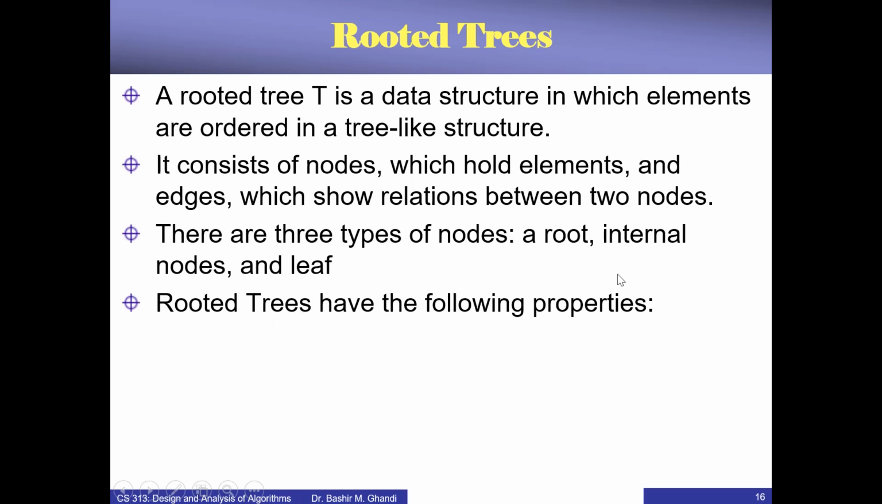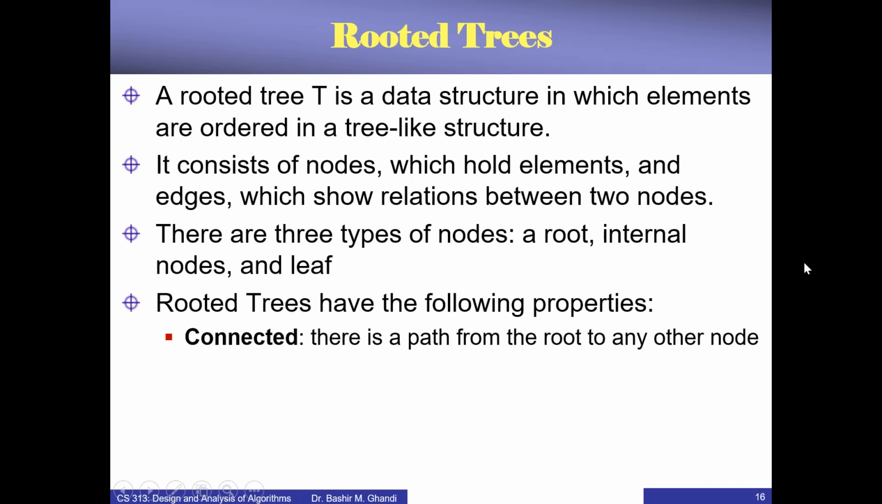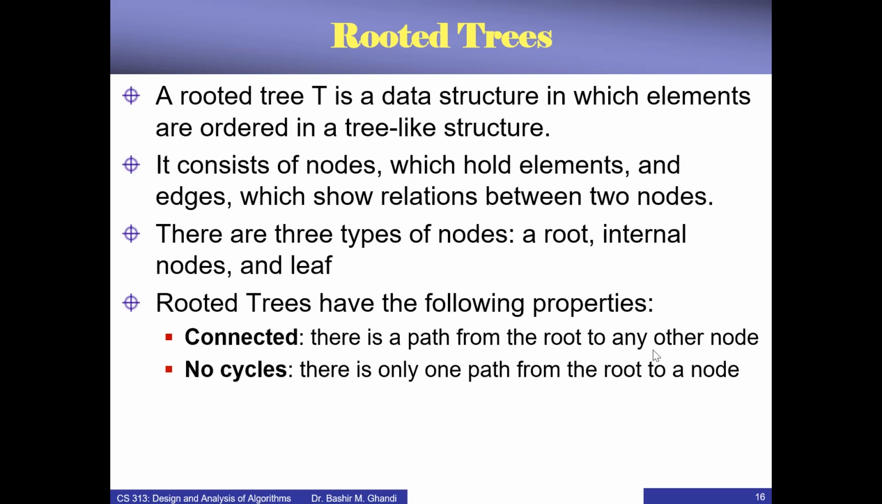Now, rooted trees have the following properties. 1. They are connected. There is a path from the root to any other node. So this is unlike what we saw in graphs, where some graph may be disconnected. Trees are always connected. From the root, you can always reach every other node in the tree. 2. There are no cycles. There is only one path from the root to a node. So again, this is unlike graphs. Graphs may have cycles.